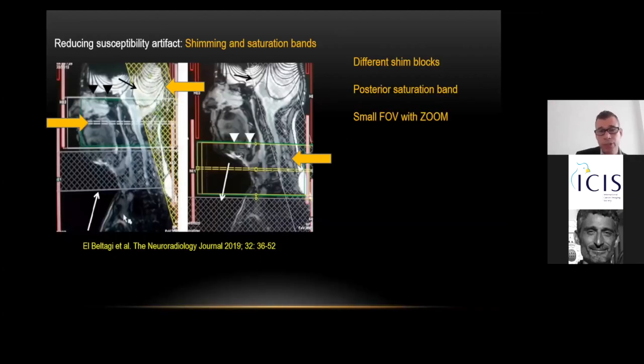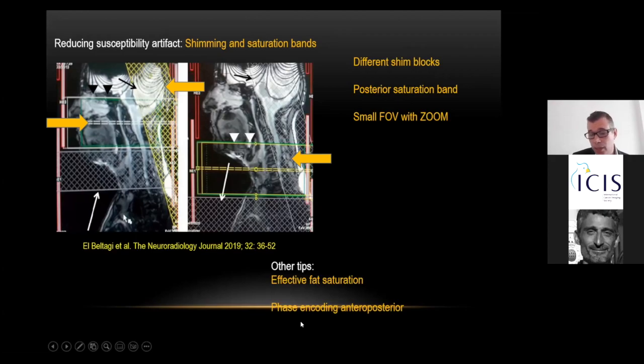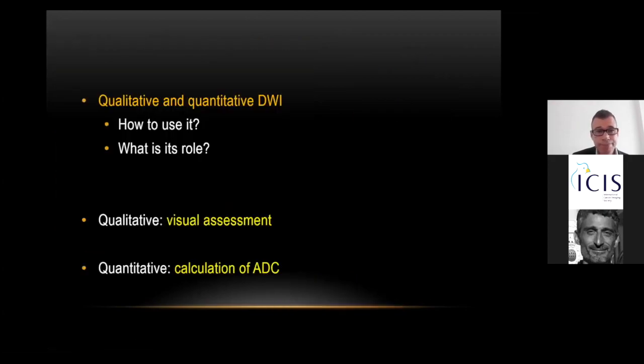So what simple methods can we use to improve the depiction and diffusion-weighted imaging? Well, we can reduce susceptibility artifact by good shimming and putting in saturation bands. We can use multiple shim blocks, try and avoid placing them over areas of air. We can use a posterior saturation band to exclude the fat at the back of the neck. And we can perform small field of view imaging using parallel transmit techniques, for instance, ZOOMit on the Siemens scanner. Other tips: effective fat saturation to remove the lipid effects and reduce ghosting, and also acquiring phase encoding in an anteroposterior direction, reducing the effects of pulsation and ghosting.